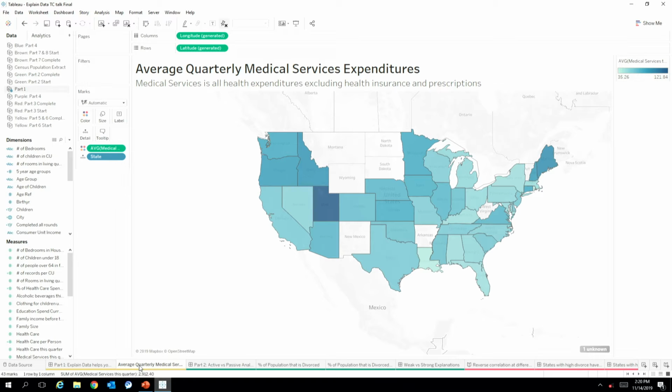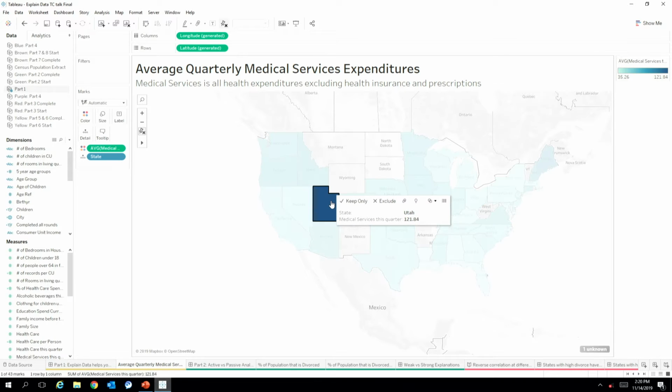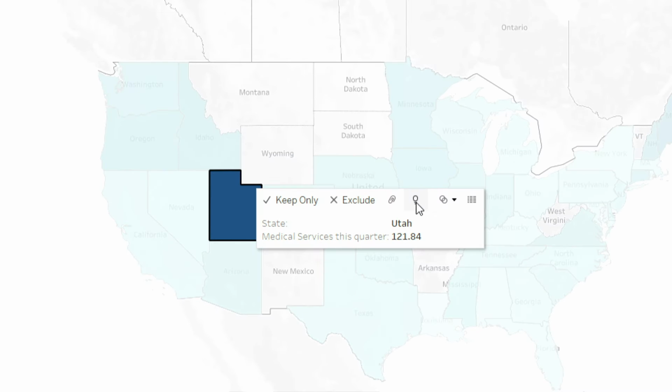So medical services excludes health insurance and prescriptions, all other things like dentist appointments, private hospital beds, and so on. And so what you'll see here is that Utah has a very high average medical services expenditure, and I wonder why that is.